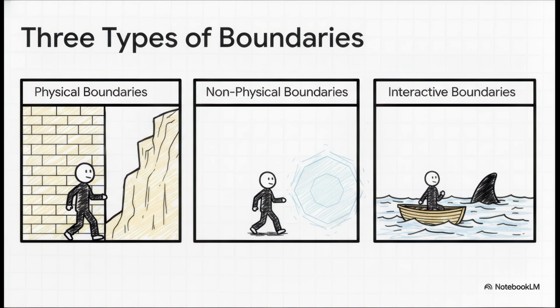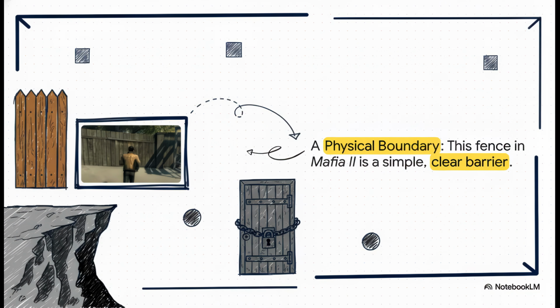Yeah, game designers have a whole bag of tricks for this, and it basically boils down to three main types. First, you've got your obvious physical boundaries, stuff you can see. Then there are the non-physical ones, the infamous invisible walls. And finally, my personal favorite, the really creative, interactive boundaries. Let's break them down.